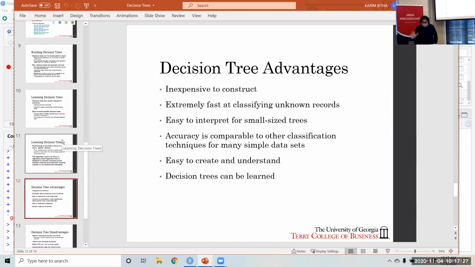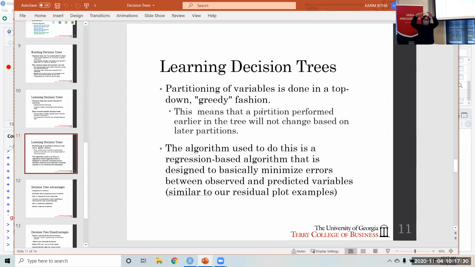So how does this work? Like we talked about, it is done in top-down fashion, right? That means that a partition that's performed earlier in the tree doesn't change based on later partitions. So you start with the root of the tree, and then you go down one layer. And in many of these decision trees that we do in R, the default is two levels per level down each line, right? Why is that? That's because of computational complexity. You can add more levels if you like, but if you have a large data set, then this takes a long time to compute. So for computational simplicity, we do two paths per level.